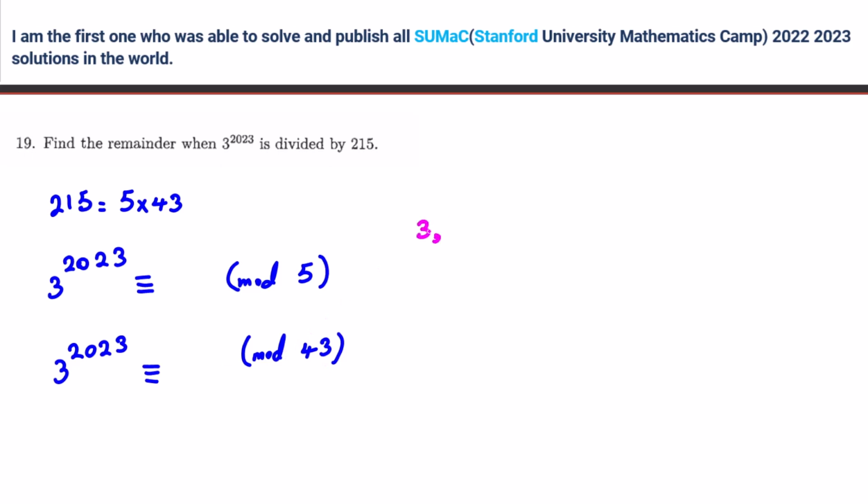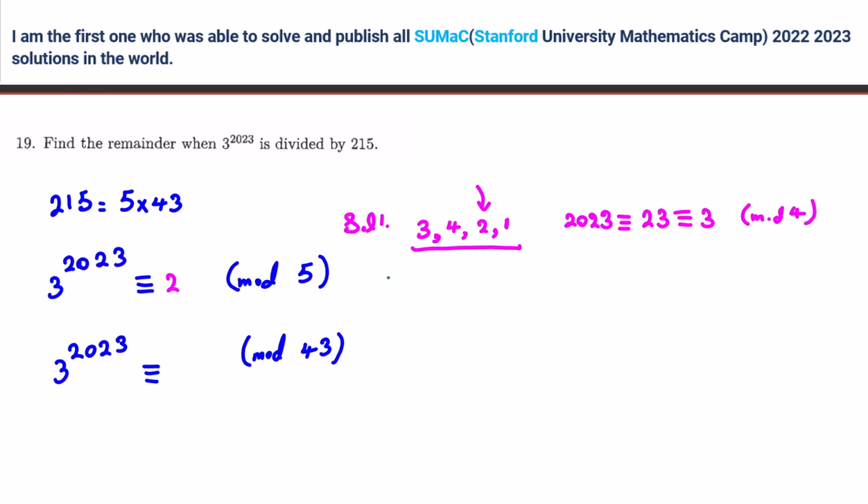So first one, you say 3 squared is 9, which is 4. 3 times 4 is 12, which is 2. 3 times 2 is 6, which is 1, right? And you said the period is 4. And you should calculate 2023 mod 4, right? 2023 mod 4 is 3. So it will be 2, right? Yeah. Your answer was this, right?